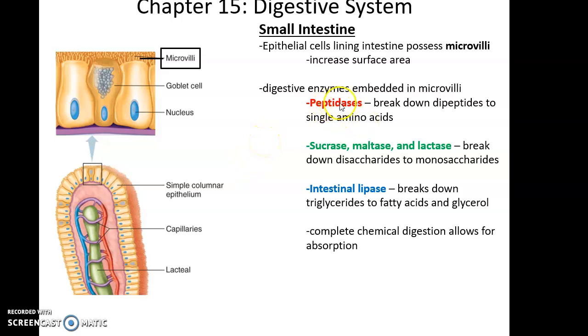So peptidases break down dipeptides into single amino acids. Various enzymes, sucrase, maltase, and lactase, break down disaccharides into monosaccharides. Some intestinal lipases help to further break down triglycerides into fatty acids and glycerol. And this allows for the complete chemical digestion of nutrients, allowing them now to be absorbed.